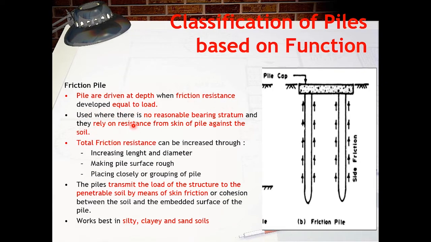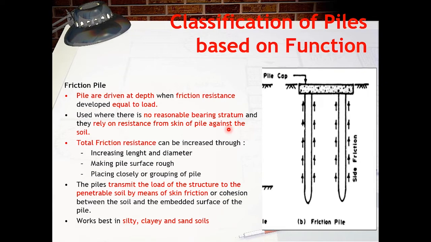It is used where there is no reasonable bearing stratum and they rely on the resistance from skin of the pile against the soil. Jadi the skin ni maksudnya surface of the pile lah. Friction surface of the pile dengan soil tu. Total friction resistance can be increased through increasing the length and diameter of the pile, making pile surface rough, placing closely or grouping of pile.